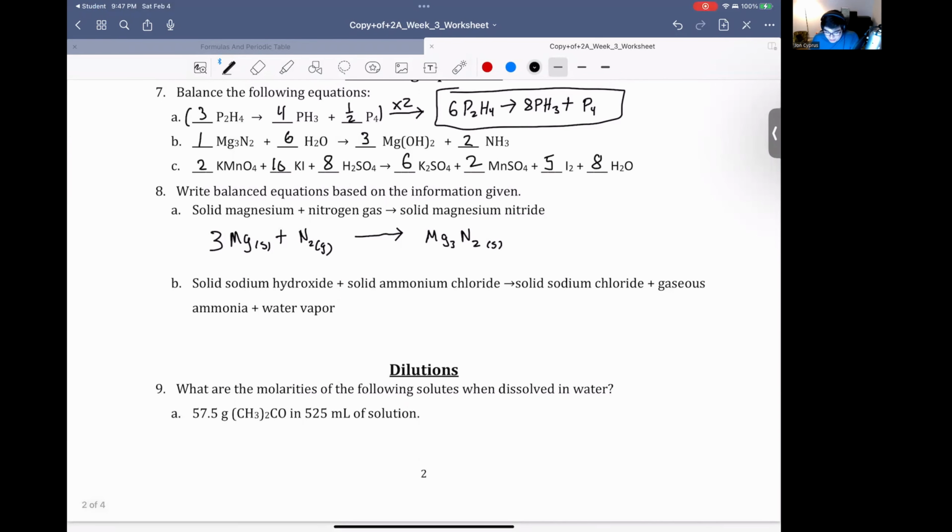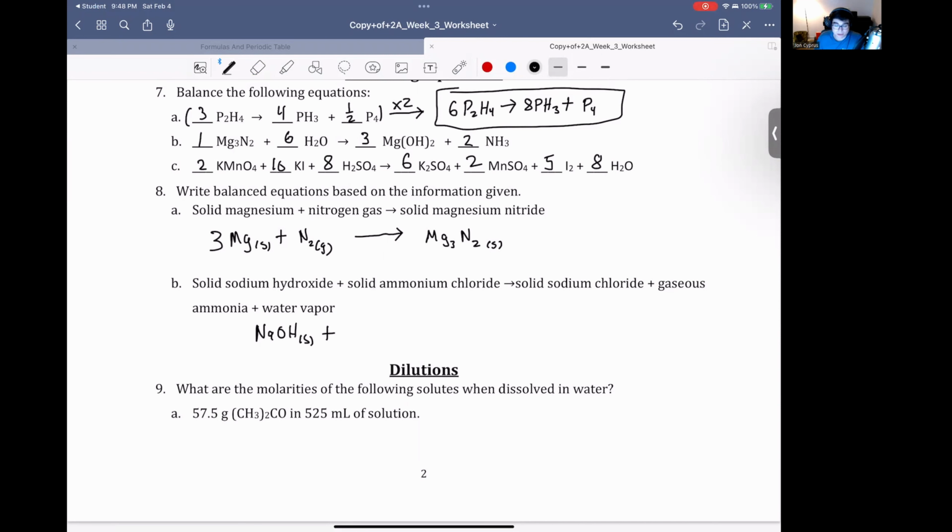All right, B, it says solid sodium hydroxide plus solid ammonium chloride turns into solid sodium chloride plus gaseous ammonia plus water vapor. So let's start in the beginning. We have solid sodium hydroxide, right? Sodium hydroxide is NaOH.